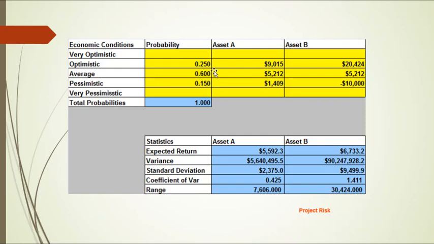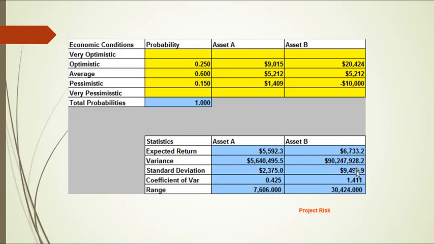The difference is we have probabilities, that's no difference, but the difference is instead of entering returns here, we're actually entering the net present values given that particular condition or scenario that's being projected. So in this case, we end up with the expected net present value of A is almost 5,600, and the net present value for B is around 6,700. Standard deviation 2,300 for A, almost 9,500 for B.